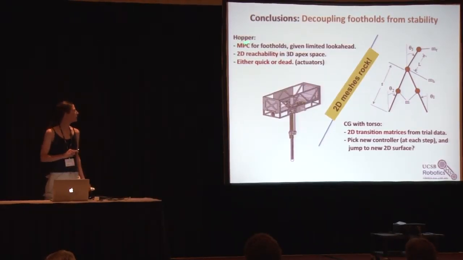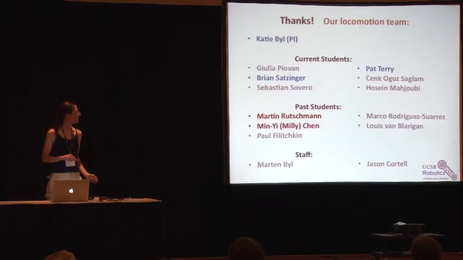So our goal is to use something like receding horizon or model predictive control for a hopper, looking at 2D reachability. Here the actuator's either got to be quick or you are dead, meaning you're going to fall down, you're just not going to be able to respond to terrain. And with the 2D torso, the compass gate model with the torso, building 2D transition matrices. Sorry, I went over time.